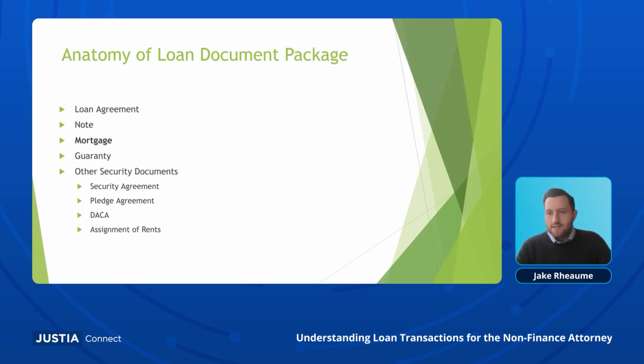Mortgage, I've talked about. This is the actual perfection instrument that gets recorded. You'll see that in the county recorder's office against the property in order to perfect the lien that the lender has in the property.